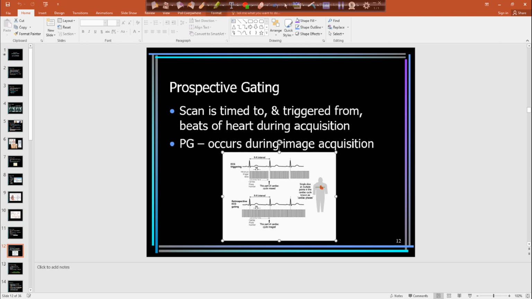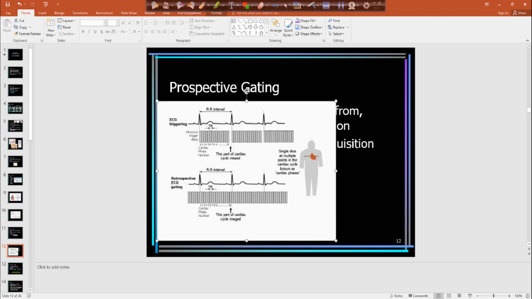So here's a good image of prospective gating. Scan time is triggered from the beat of the heart, and we're usually timing it off that R wave. Right here, if I blow this up a little bit, you can see how we're using that R to R interval to time our pulse sequence so that we're imaging. We usually wait a little bit longer, but we're imaging basically during the entire point when the heart is relaxing, filling up with blood, so that there's no motion here. And then with retrospective gating, we're imaging during the entire time.